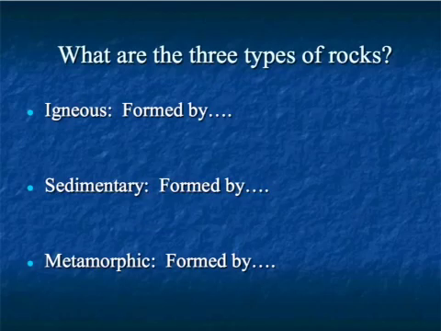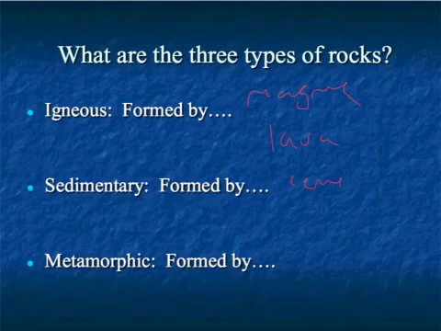Now, what forms these types of rocks? If you take a look, igneous rocks, for instance, are all formed by magma or lava, which is going to be cooling. Sedimentary rocks are formed by cementation after deposition. I know that handwriting is pretty horrible, but it will get better over time. And then metamorphic rocks are formed from heat and pressure.